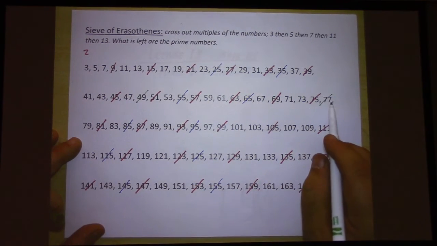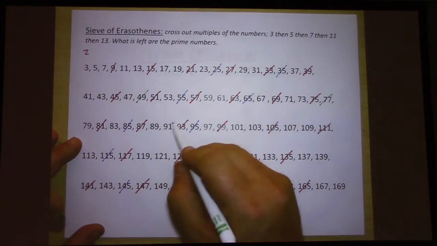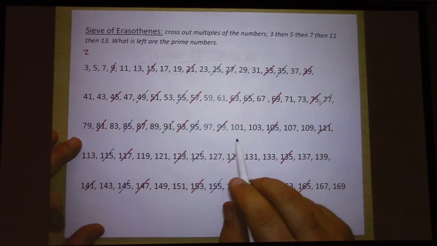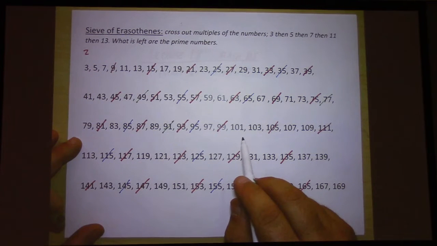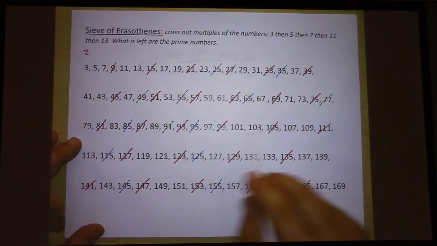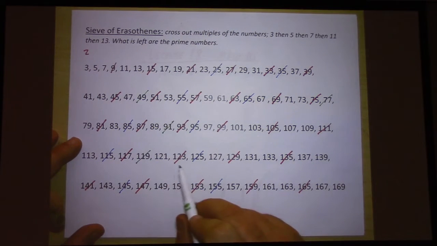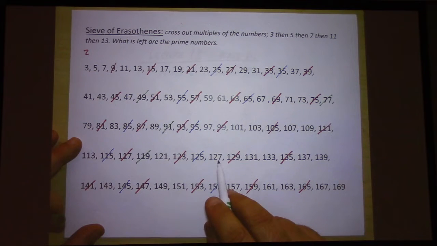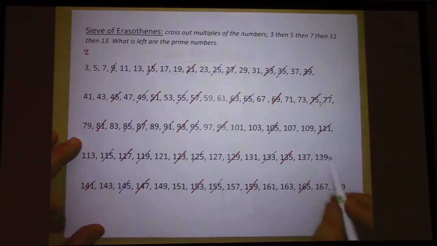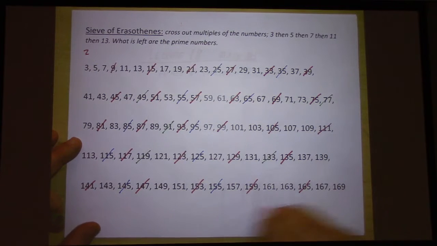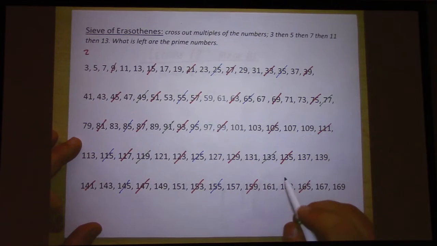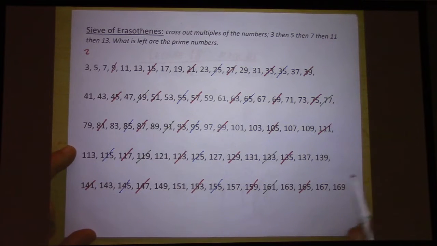Add another 7 to that, I get 84, 91. 91 plus 7 is 98, plus 7 is 105, plus 7 is 112, plus 7 is 119, plus 7, 126, plus 7, 133, add 7, 140, 147, 154, 161. Hopefully I didn't make an arithmetic mistake here. Add 7 to 161, I get 168. Okay, great.